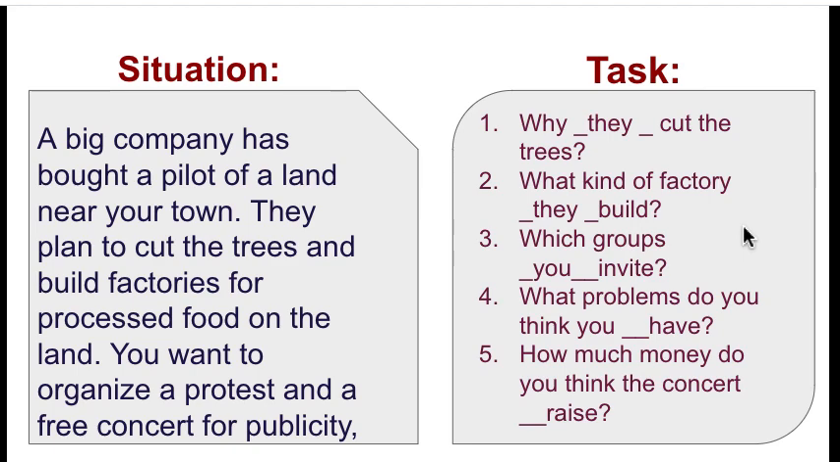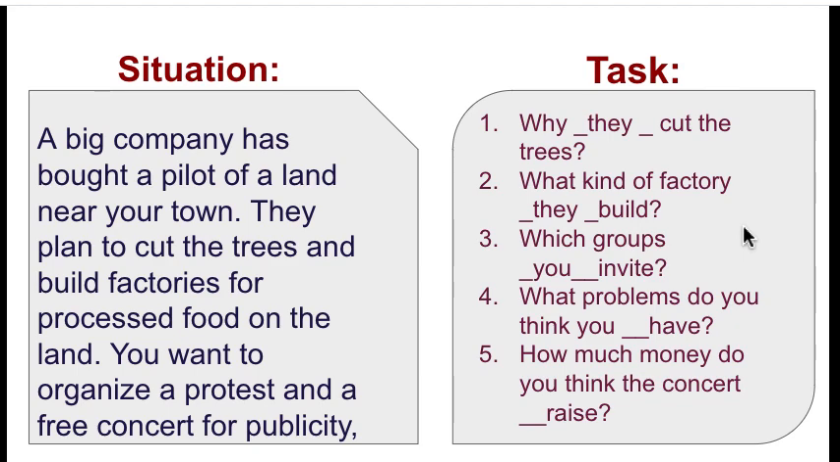In the fourth case, what problems do you think you have? You don't know, and you have no expectations about it. That is why we use the verb will. What problems do you think you will have?